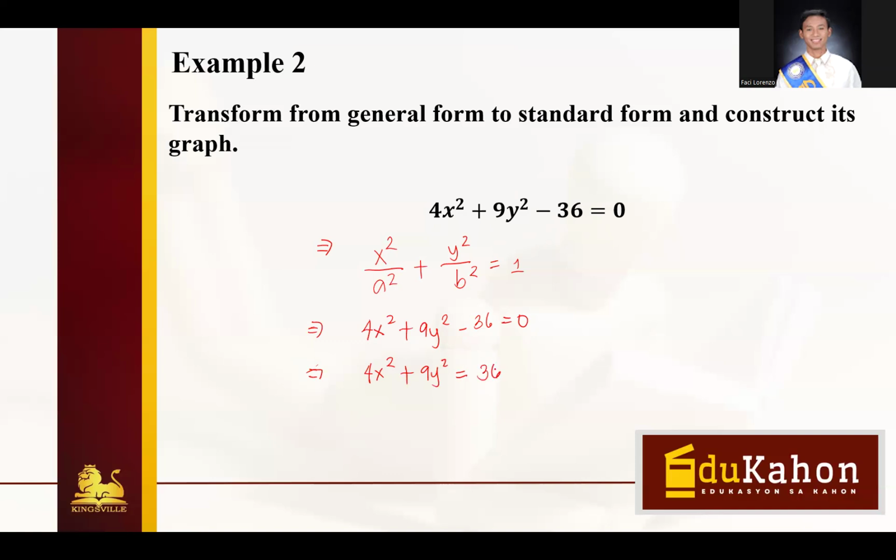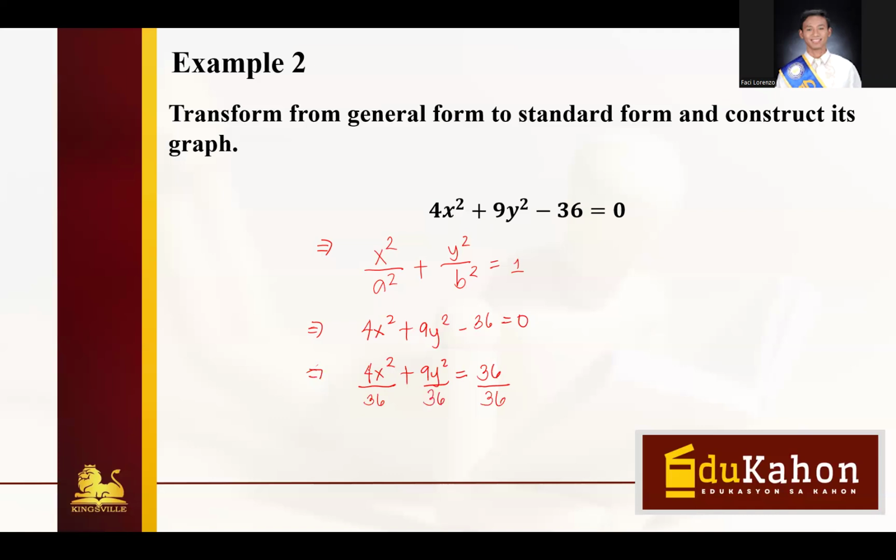And we want to make the right side equal to 1. So we divide both sides by itself. We know that this is 36, so we divide both sides by 36. This is also divided by 36. And the second term of your equation on the left side is also divided by 36.